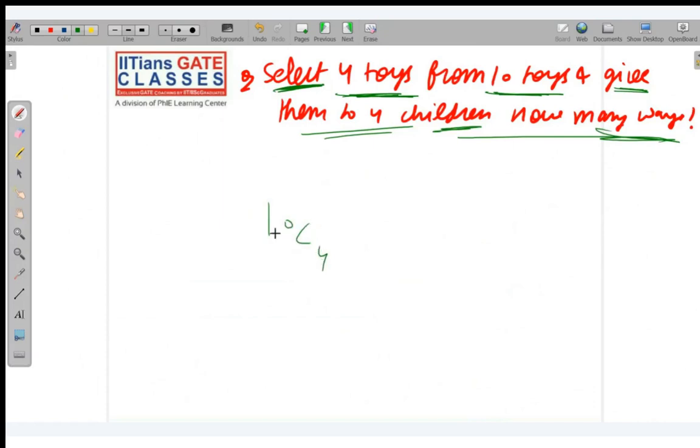Yes, from the 10 toys you will select 4 toys, and now what I have said is, you give them to 4 children. So clearly, 4 toys are there, so first toy 4 choices and so on. Obviously, since I want to arrange them, I will multiply it by 4 factorial. So the answer is coming to be 10P4.